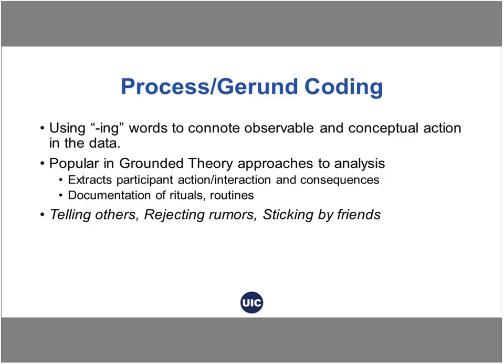And so you've got some examples here at the bottom of the screen. So, telling others, that process of telling others about whatever the phenomenon of interest is. Sticking by friends, that's talking about relationships. And so process coding and in vivo coding, these are two codes that you can mix and match. You can use them both in your data depending on your needs.